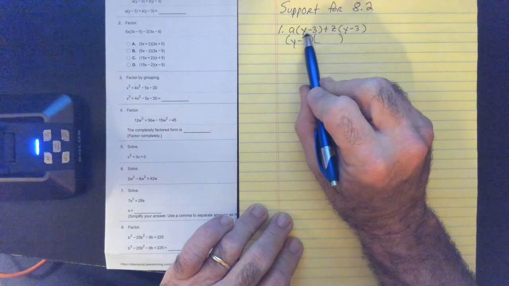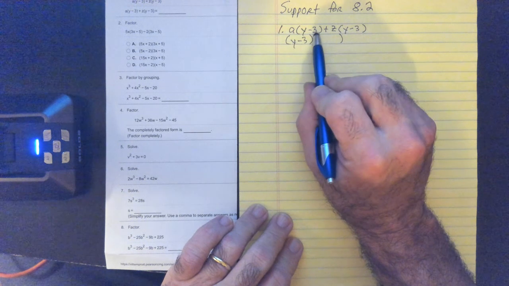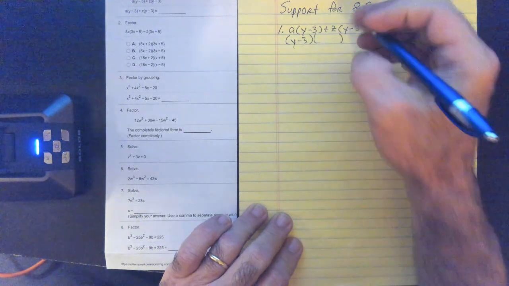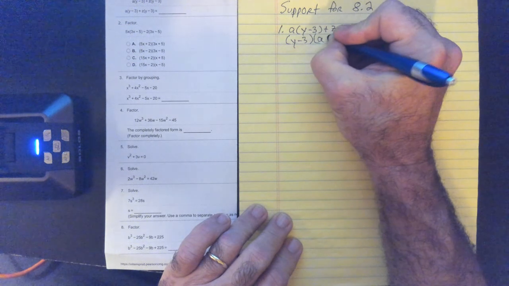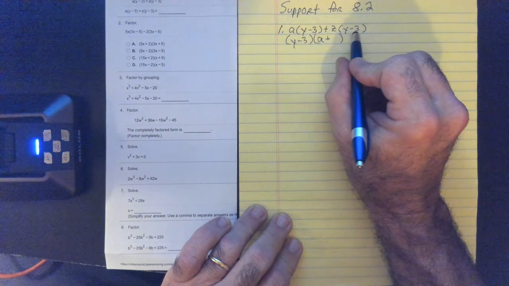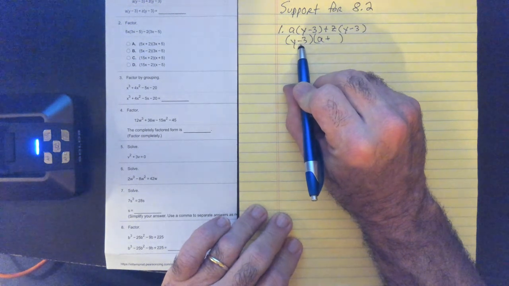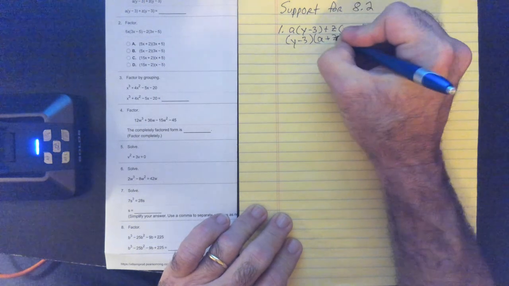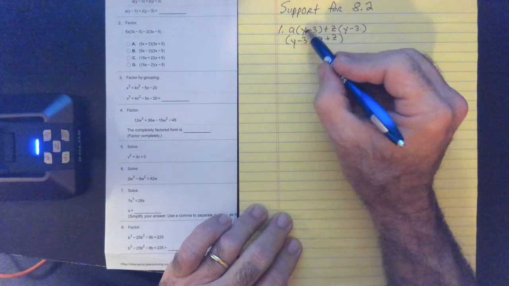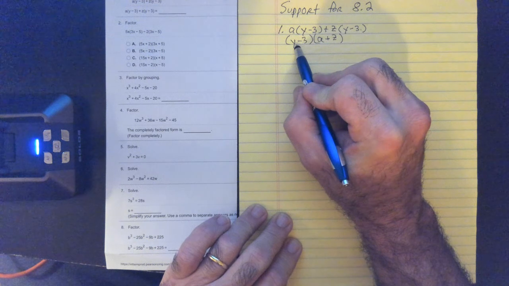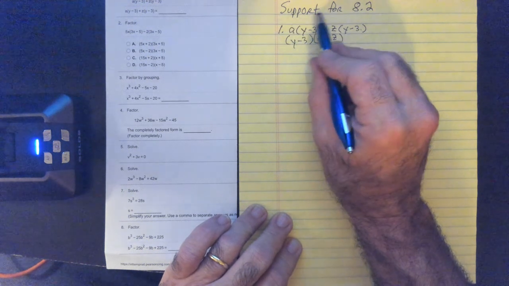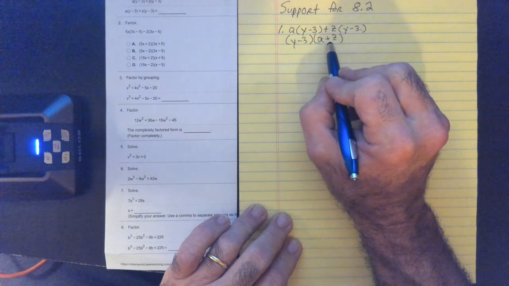Once we take the a times y minus 3, divide out the y minus 3, all that's left is the a, plus z times y minus 3, divide out that y minus 3, and you have z. So basically, what's inside the parentheses makes up one factor. What's outside the parentheses makes up the other factor.